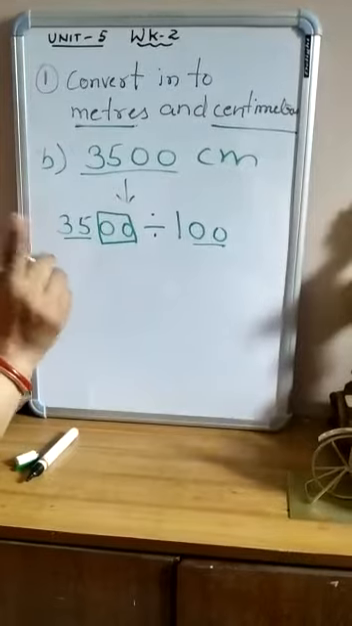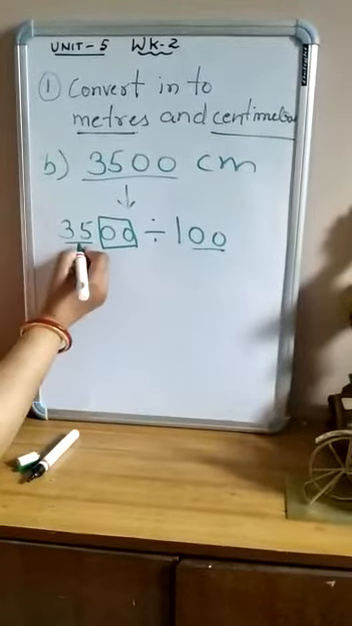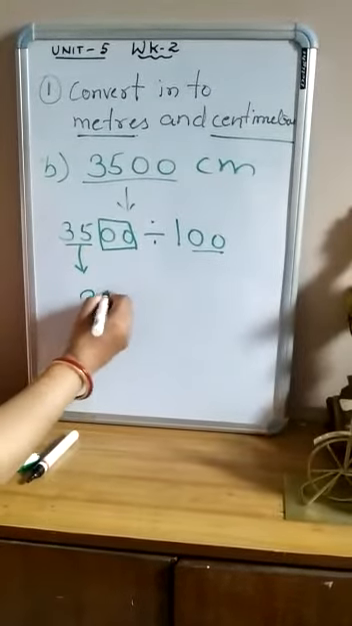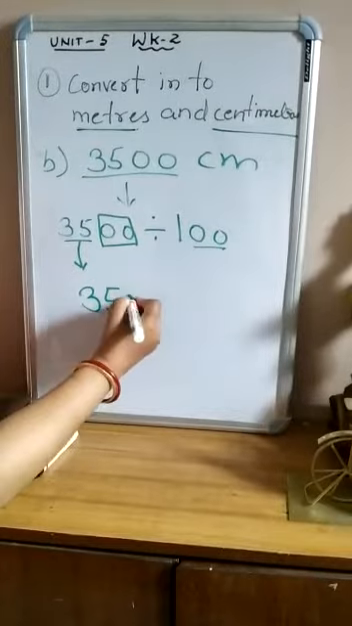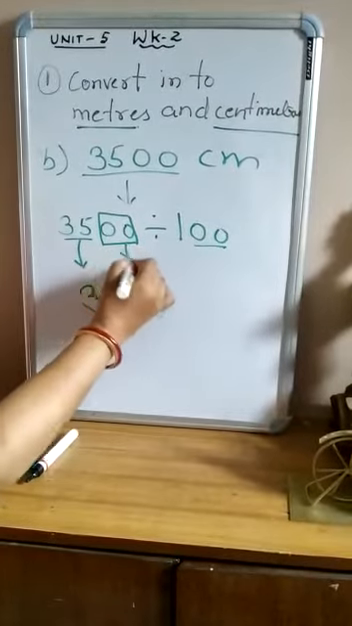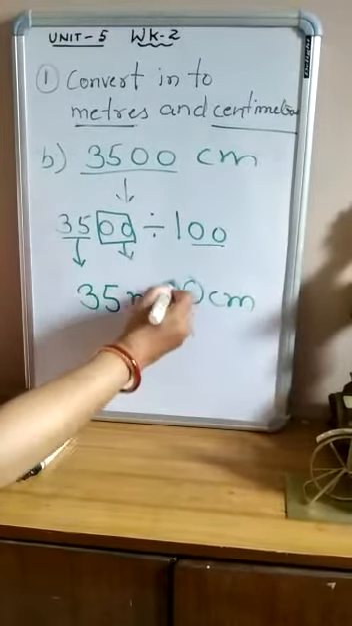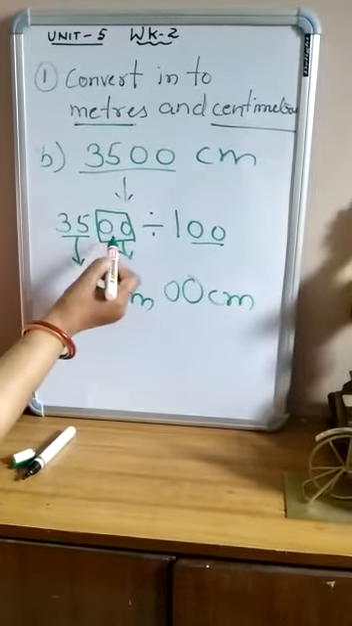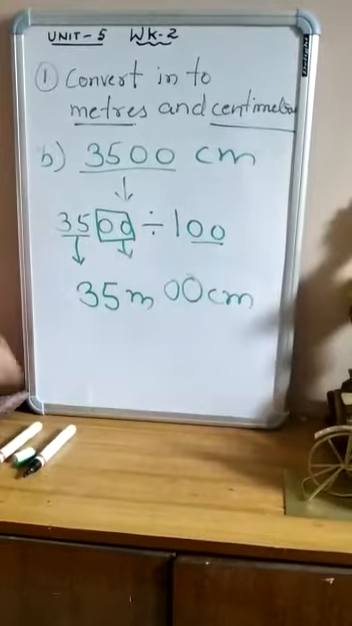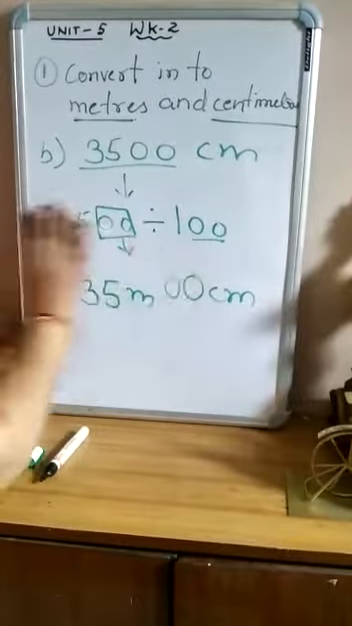I have taught you in the previous class. So this 35 quotient, it will become 35 meter, and this remainder 0 will become centimeter. Correct, children? The quotient will be meter and the remainder will be centimeter. Now let us take another example.